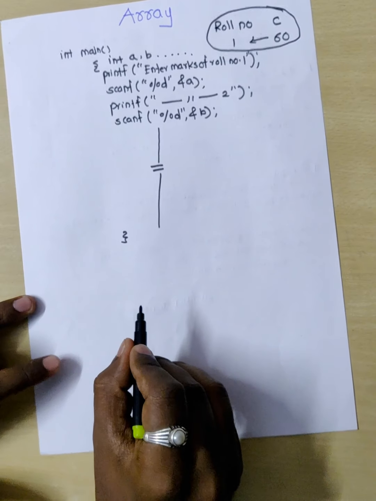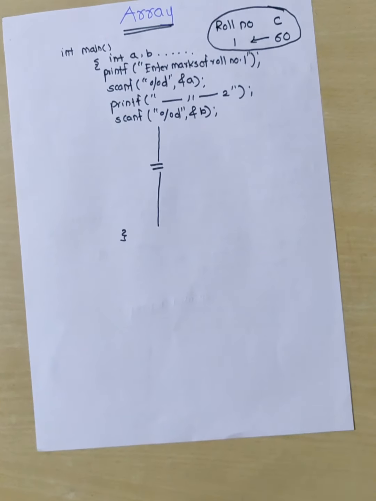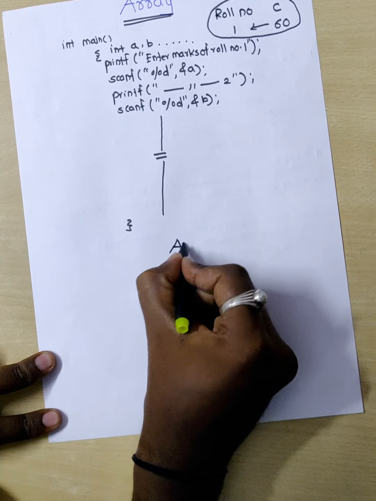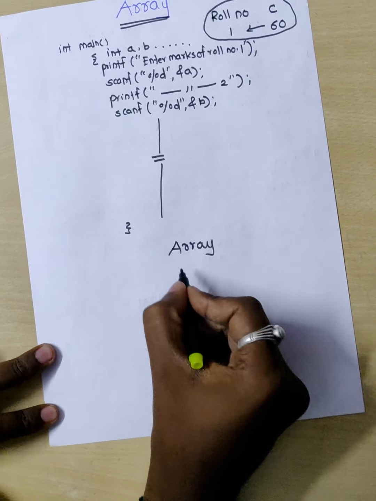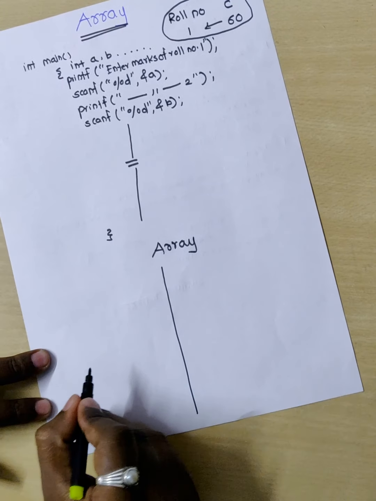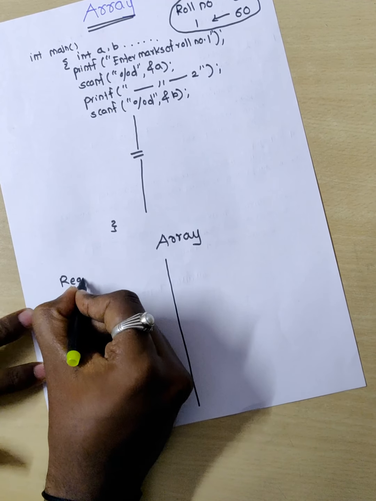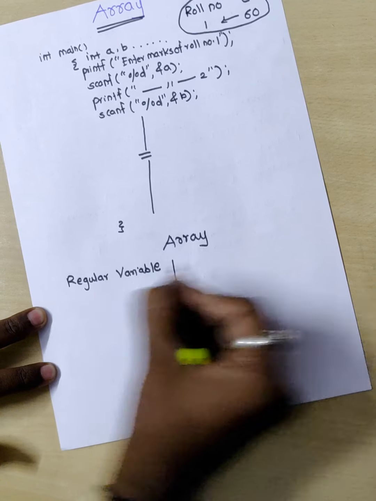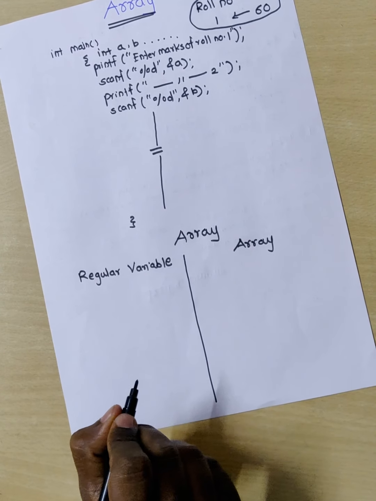So the solution that we got was in terms of array. What we are going to see is that an array is just like any other variable. So comparatively we are going to see how an array works in C. On the left hand side I have a regular variable, and on the right hand side we are going to see how an array works.